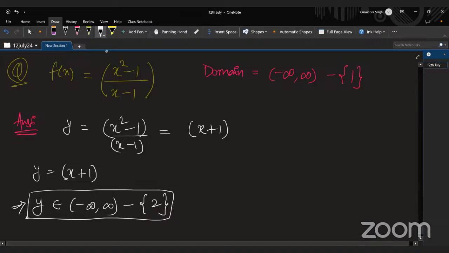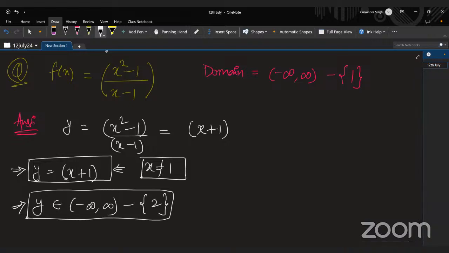Okay. So see, my y is equal to x plus 1. But x is not equal to 1 over here. X is anything else but 1. So y can be all real numbers, but y can't be equal to 2. My y can't be equal to 2.